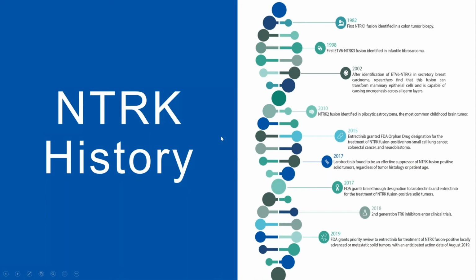So just a brief history of the NTRK genes and the research behind them, as well as the treatments associated with them. Back in 1982, an NTRK fusion was identified in a colon tumor biopsy. Moving through to 1998, the first ETV6-NTRK3 fusion was identified in infantile fibrosarcoma. Looking at 2010, we have the NTRK2 fusion identified in pilocytic astrocytoma, which is the most common childhood brain tumor.